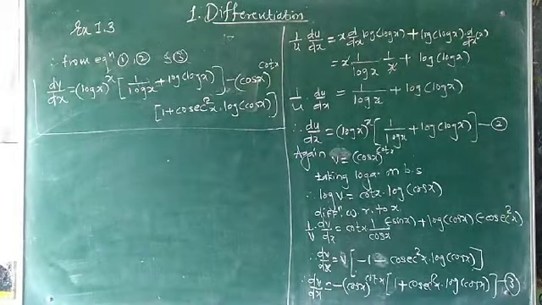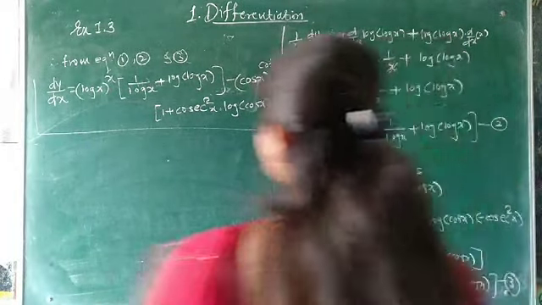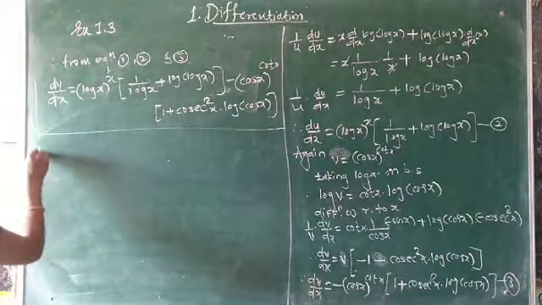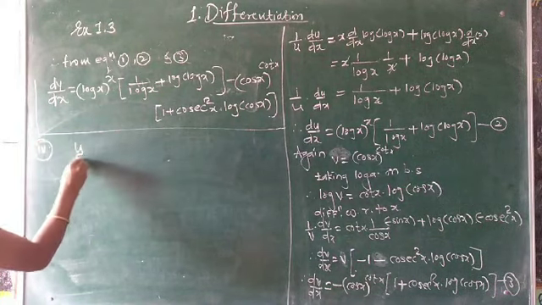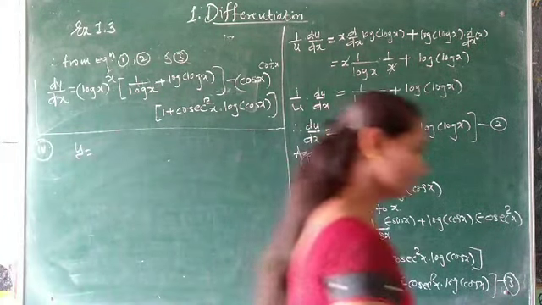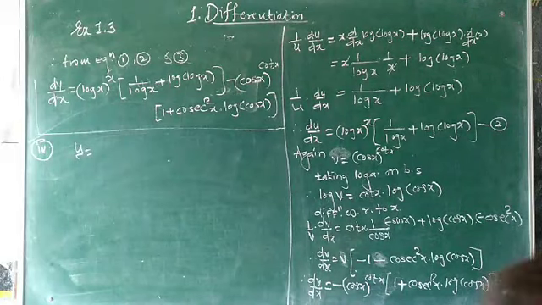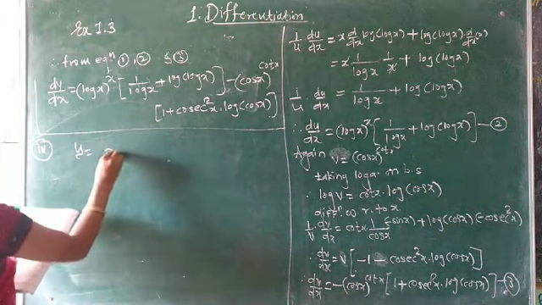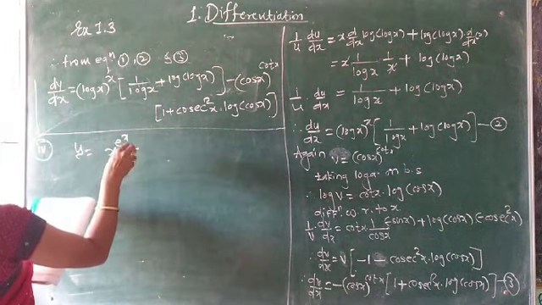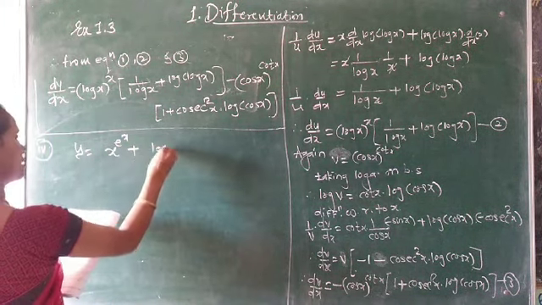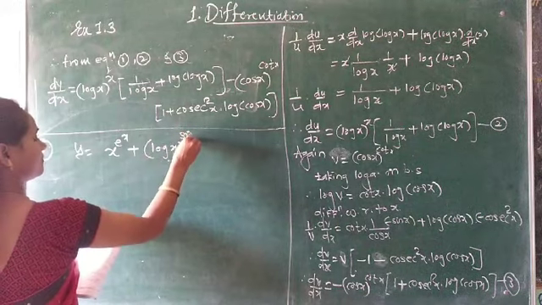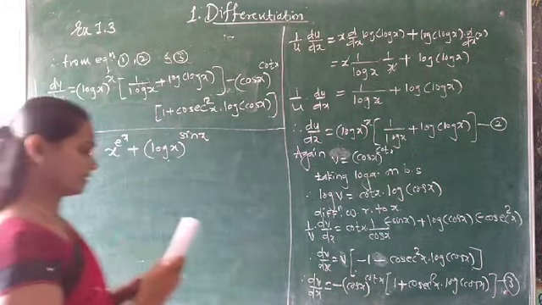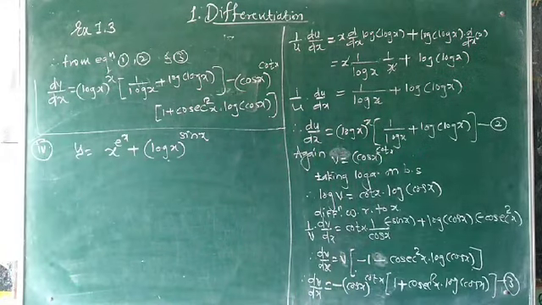Now see what is next question. Question number 4. y is equal to x e raised to x plus (log x) raised to sin x. x e raised to x plus (log x) raised to sin x.